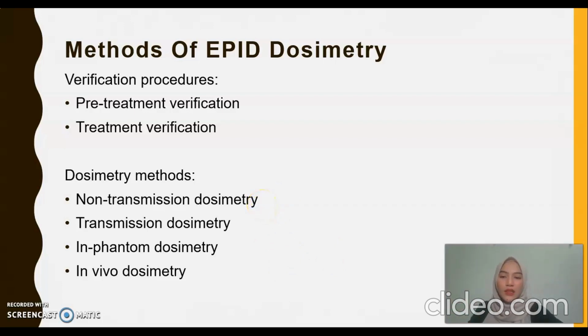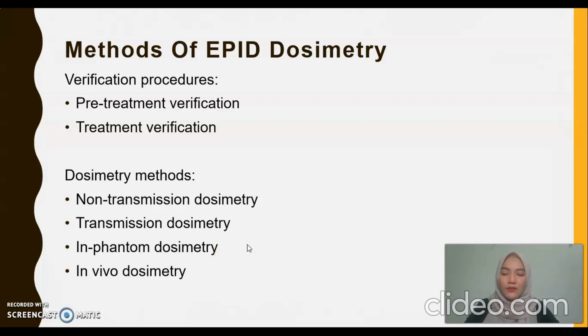For transmission dosimetry, determination of the dose at the position of the detector, patient or phantom, or determination of the incident energy fluence based on radiation transmitted through the patient or phantom. So for transmission dosimetry, there is a patient or phantom. For non-transmission, the measurement is done without a patient or phantom. For transmission, the measurement is done with a phantom or patient.